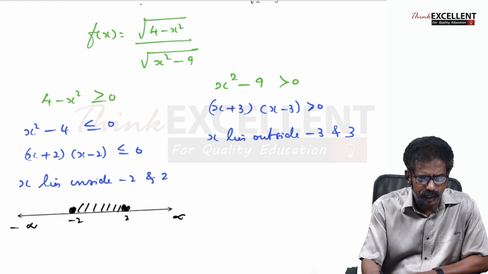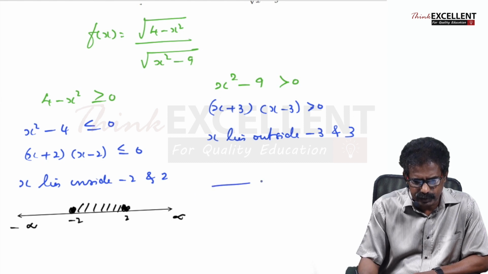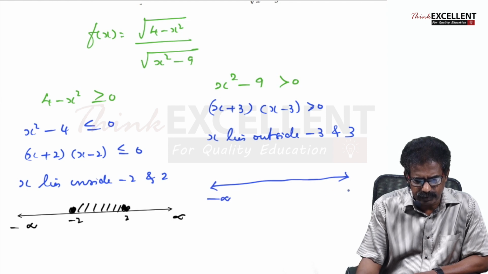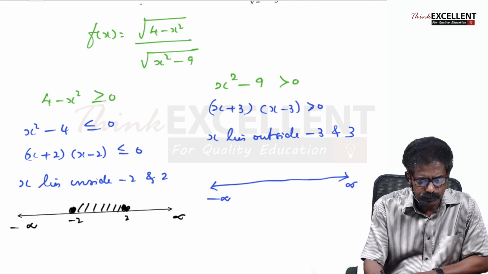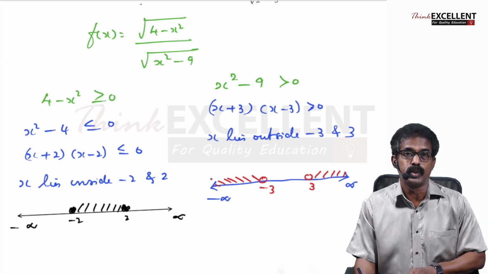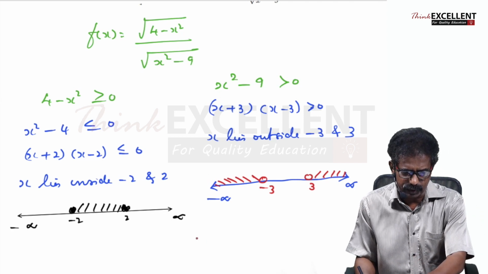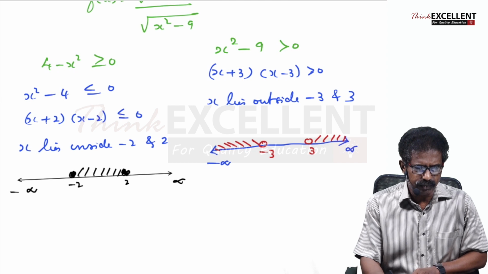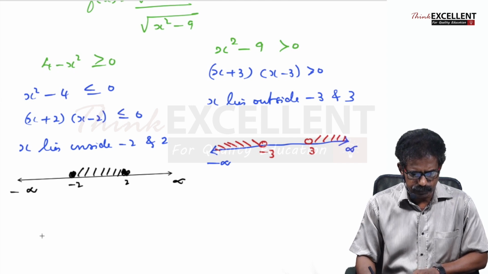So now we draw a number line for this. Say minus infinity to plus infinity. So you plot that points minus 3. So minus 3 is here and plus 3 is here. Outside, so this portion, right? Outside of minus 3 and plus 3, the points are not included. So you don't shade, don't darken that circles, okay? So now we have to find the combined portion, right? Combined portion of both.